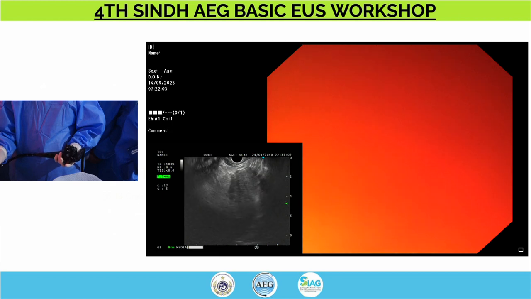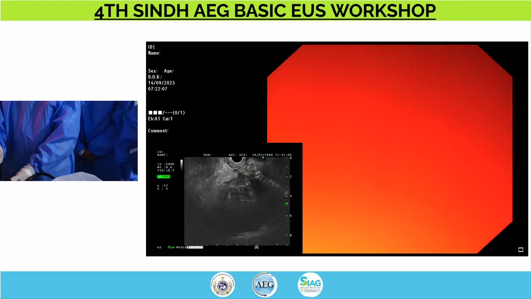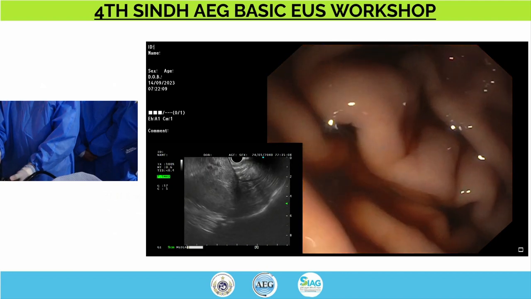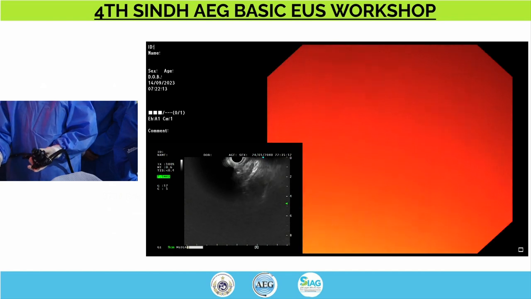Spyglass working channel is 1.2 millimeter. That working channel is 2 millimeter, and you can even put a pediatric biopsy. That's interesting.